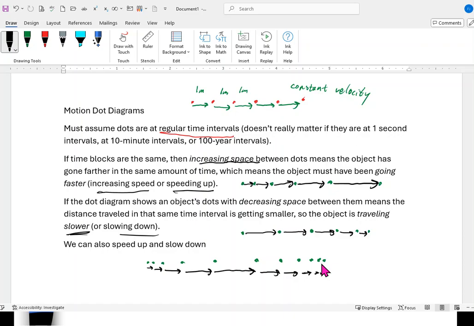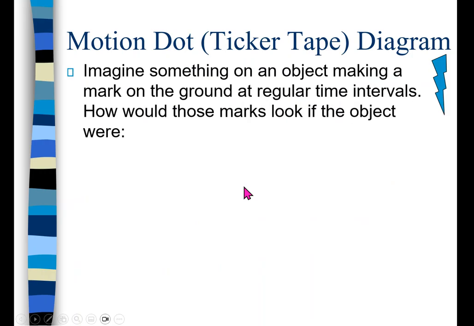But I think these are a really nice, handy way of helping us visualize things. And honestly, once you start seeing this, you're like, oh, well, yeah, that's pretty obvious. That's a nice representation of what's going on. So nice. Let's actually work through a problem. Yes, motion dot diagram. Sometimes it's referred to as ticker tapes because of a ticker tape lab.